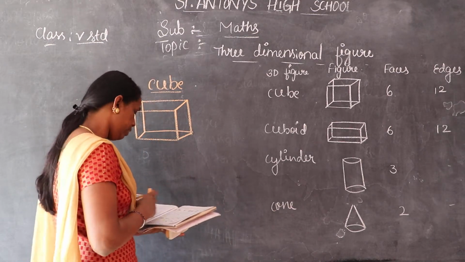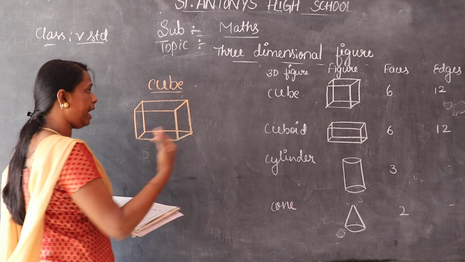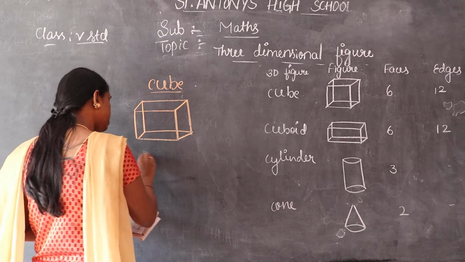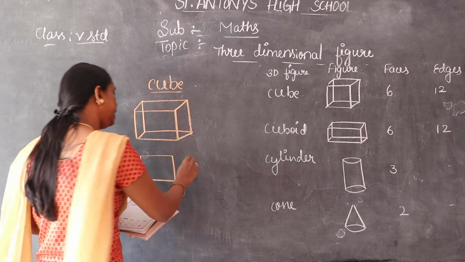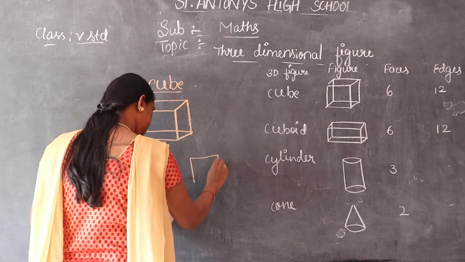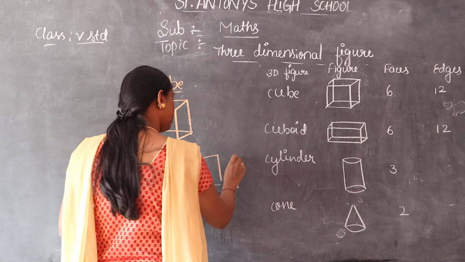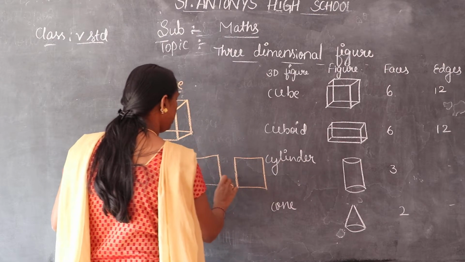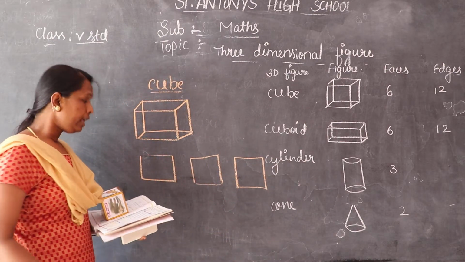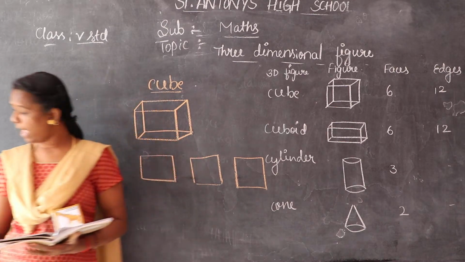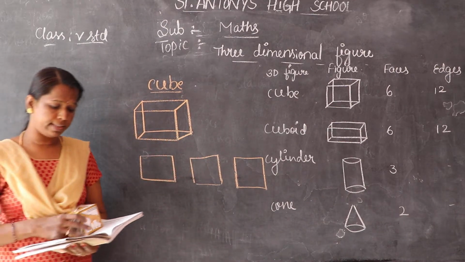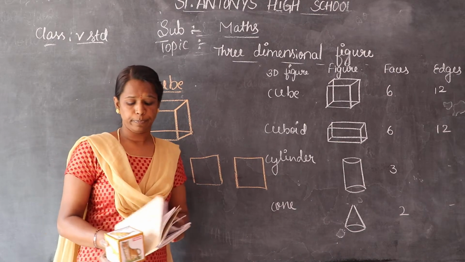Now this cube, in the elevation part, looks like a square. In the side view it also looks like a square. And the plan also looks like a square. Here the cube has 6 faces. How many faces does a cube have? 6 faces.